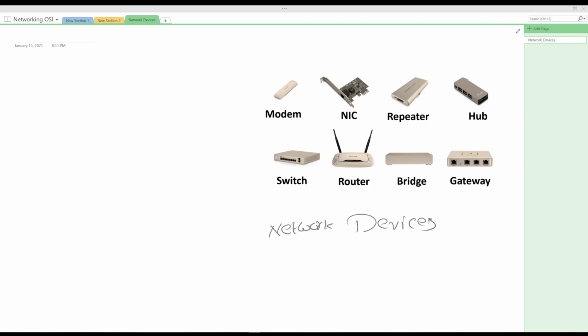Okay, so what are we seeing today? Network devices.